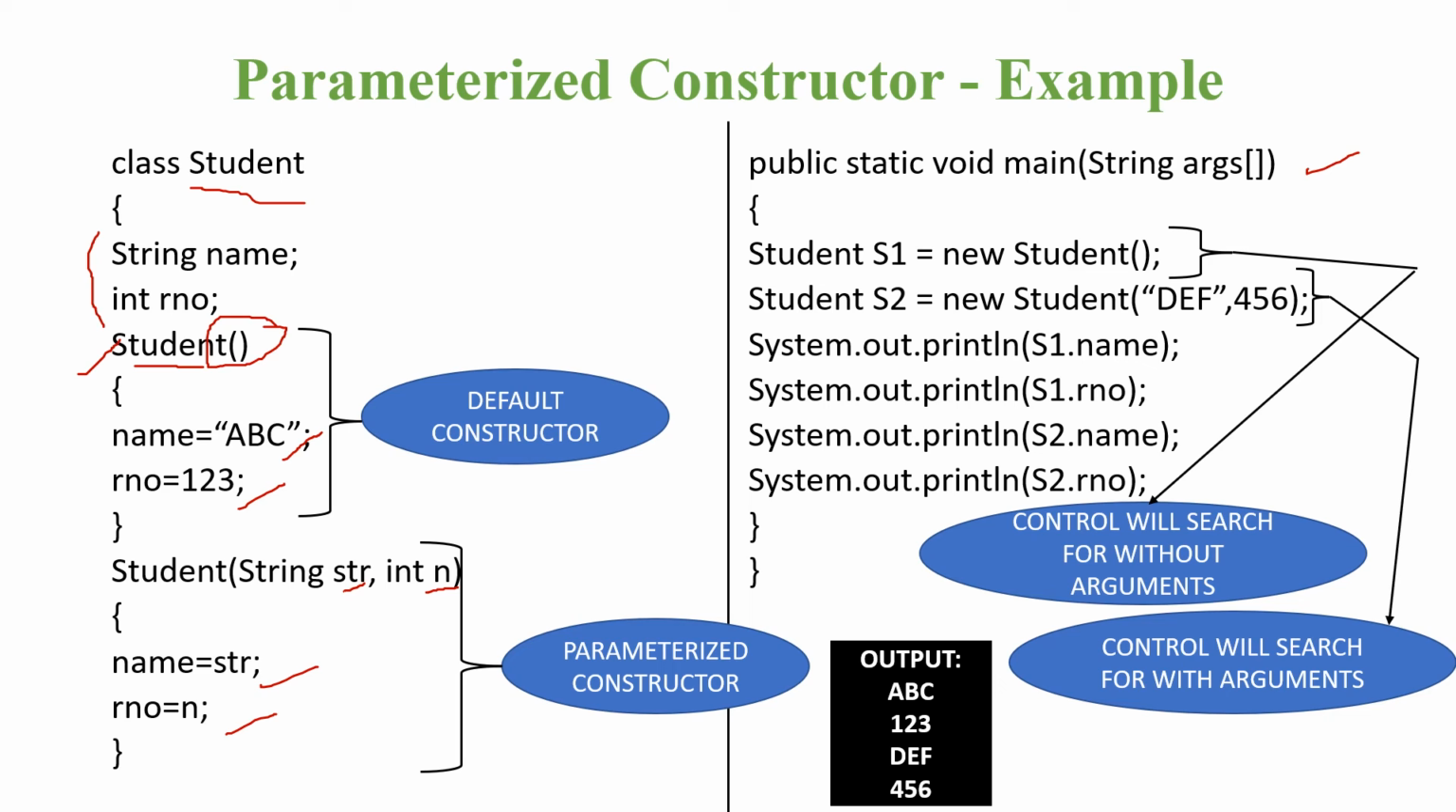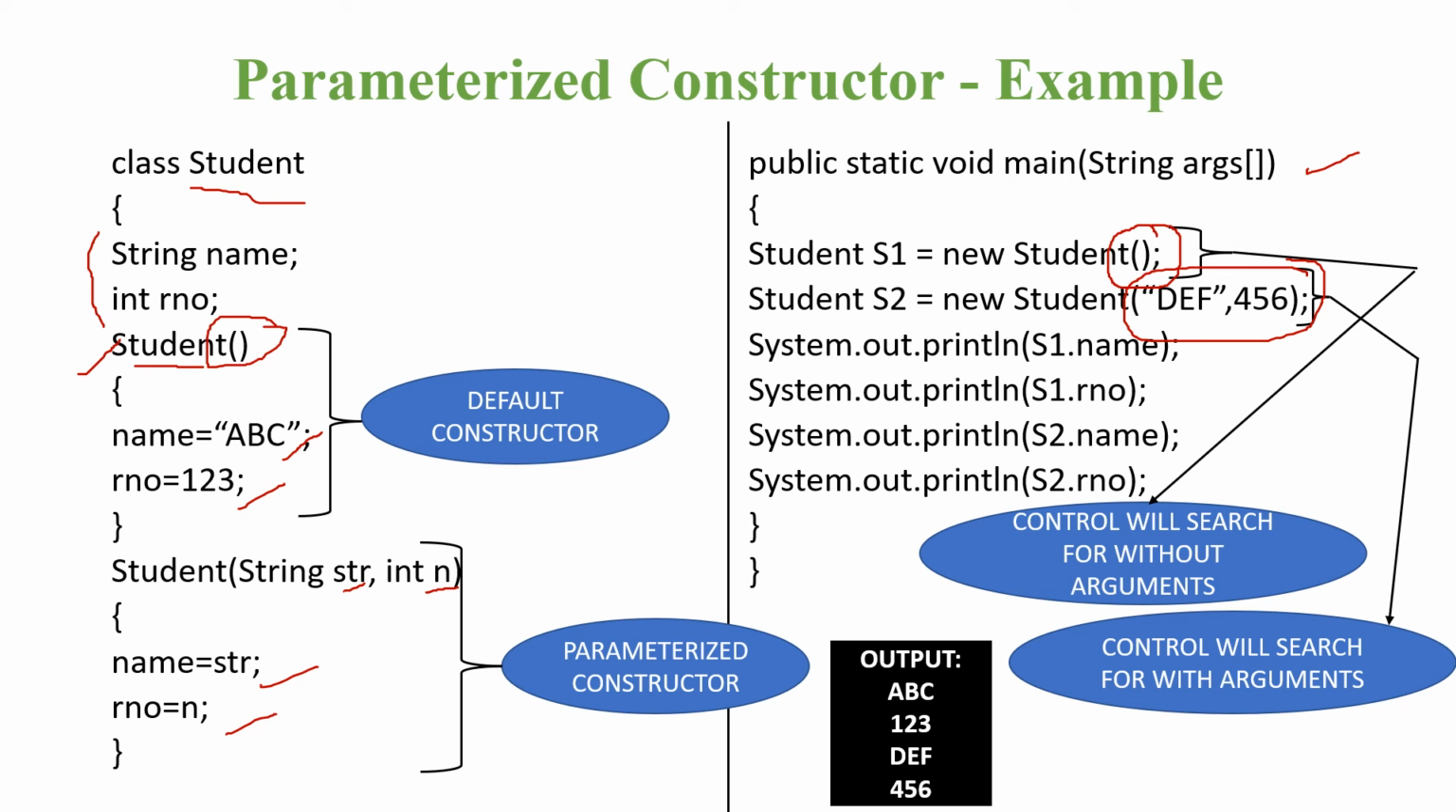Then I am going to start with the main program. Then I have created an object here. While creating an object, if we don't pass any arguments, then the control will search for the default constructor. And if we pass two arguments, then the control will search for the parameterized constructor. Just remember this. The syntax for creating an object is class name, object name equal to new constructor.